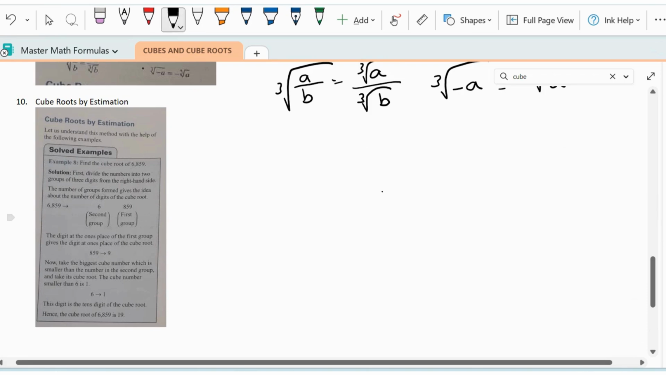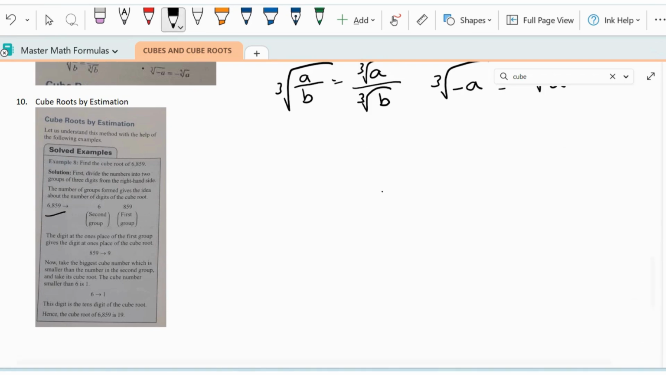If you still want to go with another example, 6, 8, 5, 9. Here is your first group, 8, 5, 9. So the ones place would be 9. And the second group, the closest cube number to 6 is 1. So the cube root of this number is 19.